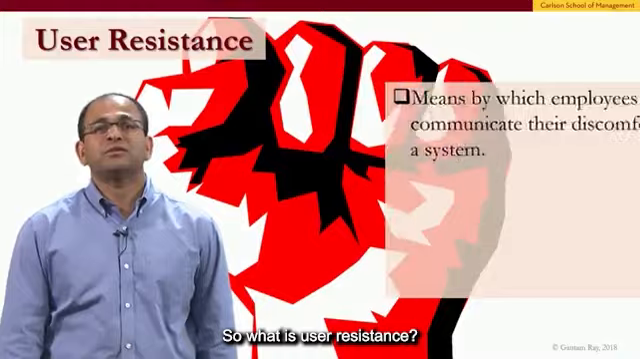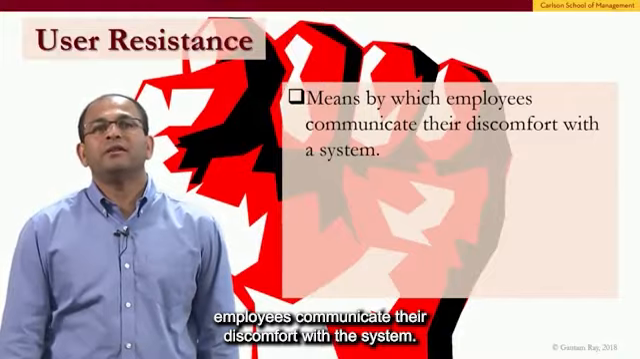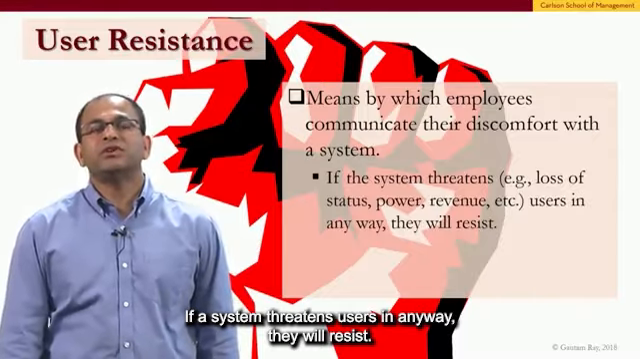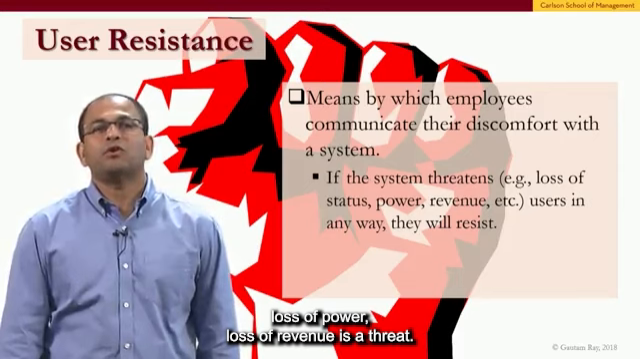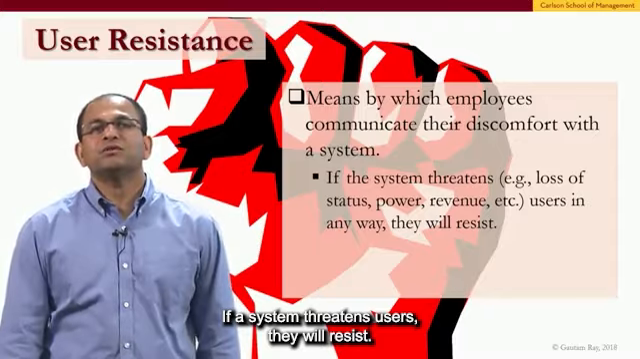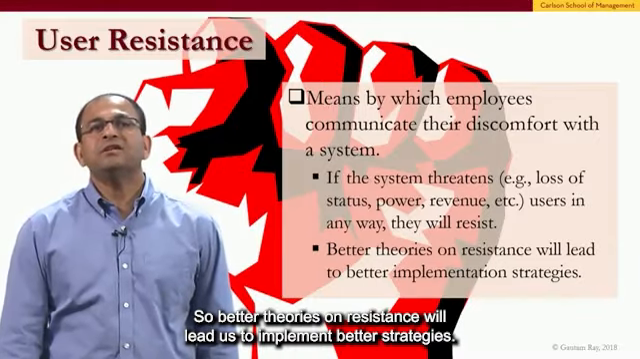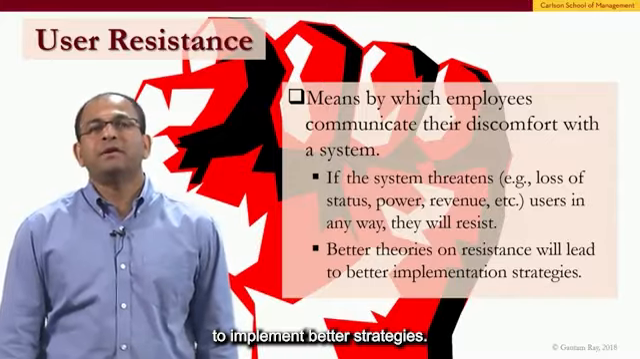So what is user resistance? User resistance is the means by which employees communicate their discomfort with a system. If a system threatens users in any way, they will resist. By threat, we mean any loss of status, loss of power, loss of revenue is a threat. If a system threatens users, they will resist. So better theories on resistance will lead us to implement better strategies. If we understand why users are resisting, we will be able to implement better strategies.